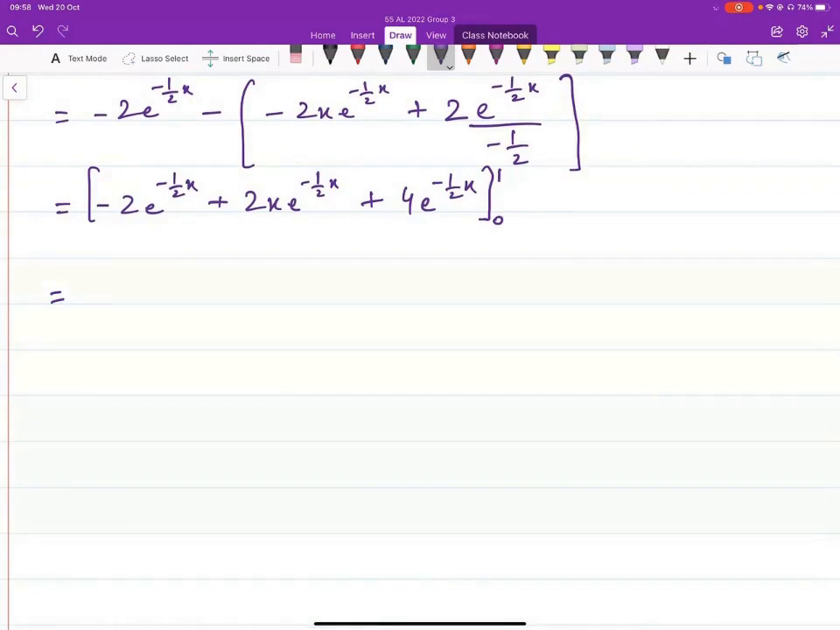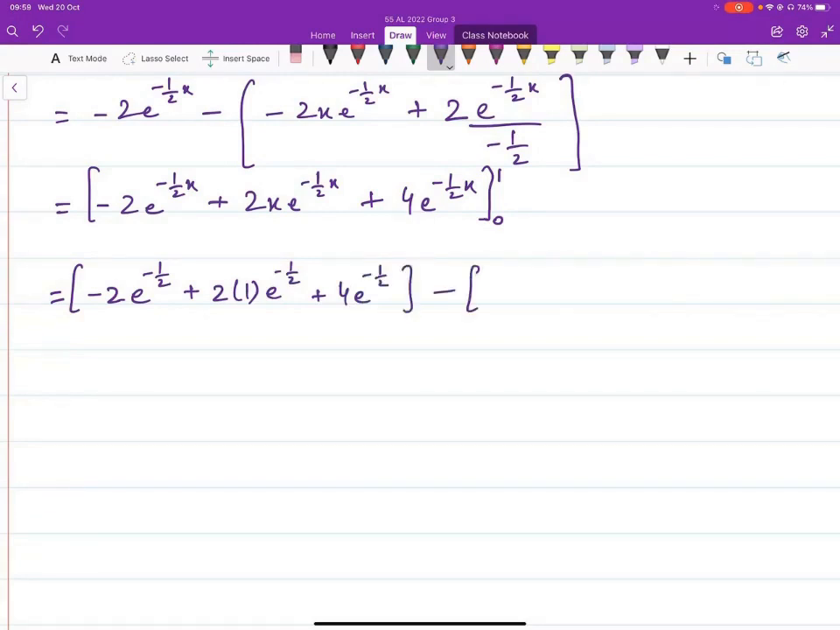So we input 1 first. We get minus 2 into e raised to power minus half plus 2 into 1 into e raised to power minus half plus 4e raised to power minus half. That's when you input 1.